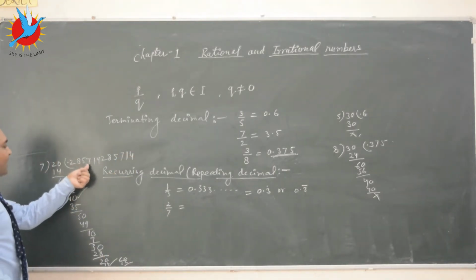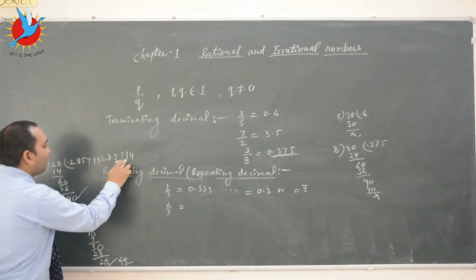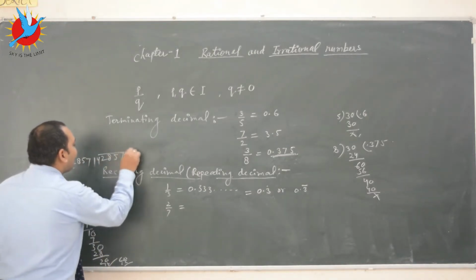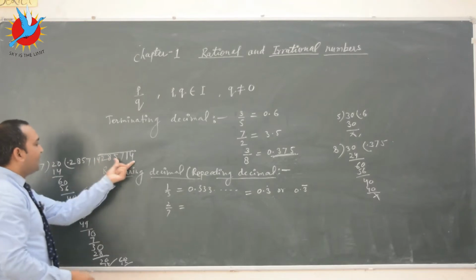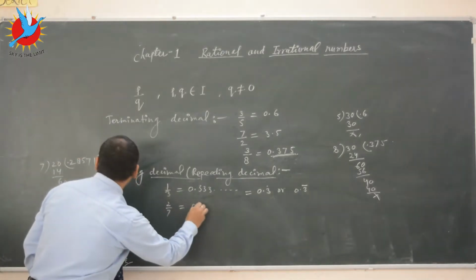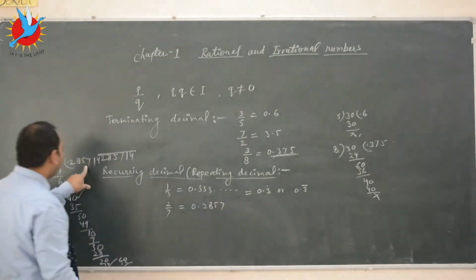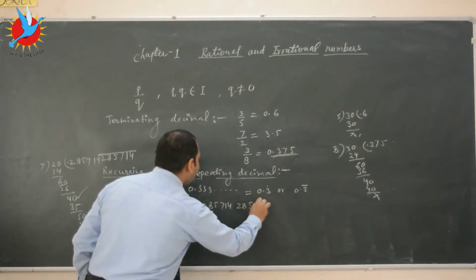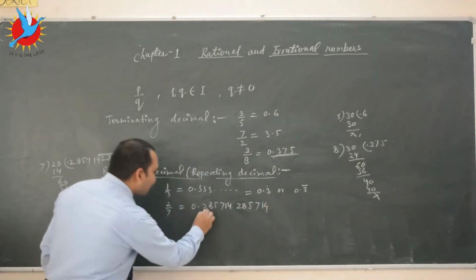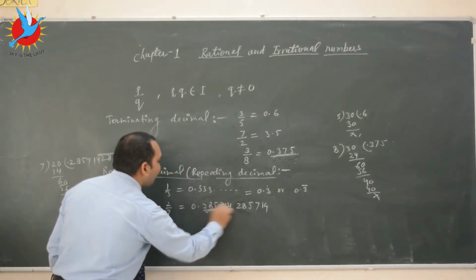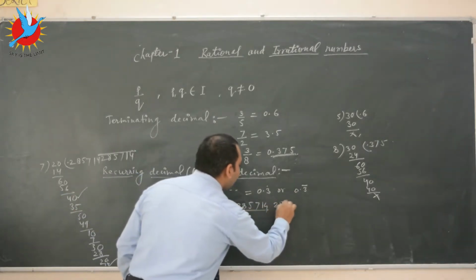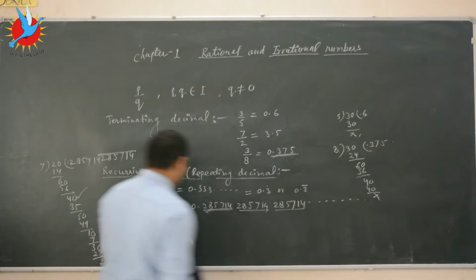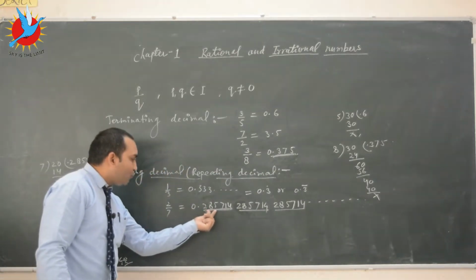It means 285714. 285714 means a period of the number is repeating here: 0.285714, 285714. These numbers are repeating continuously. After that 285714 and so on. So how many numbers are repeating? 2, 4, 6.